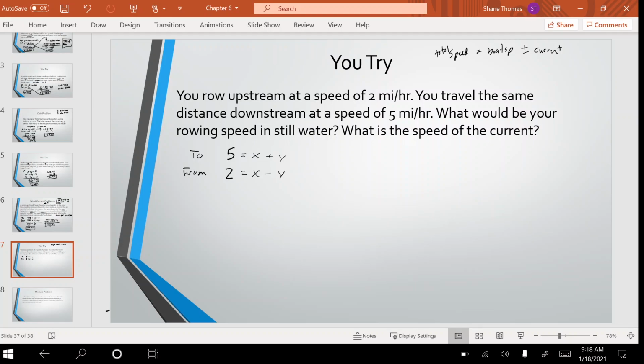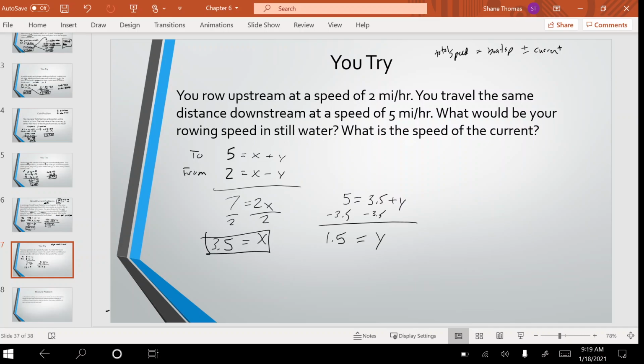All right, so straight down elimination. So what am I looking at? 7 equals 2x. Divide both sides by 2. X is 3.5. Plug it back in, so I have 5 equals 3.5 plus y. Subtract the 3.5 from both sides. Y equals 1.5. There's my two answers.